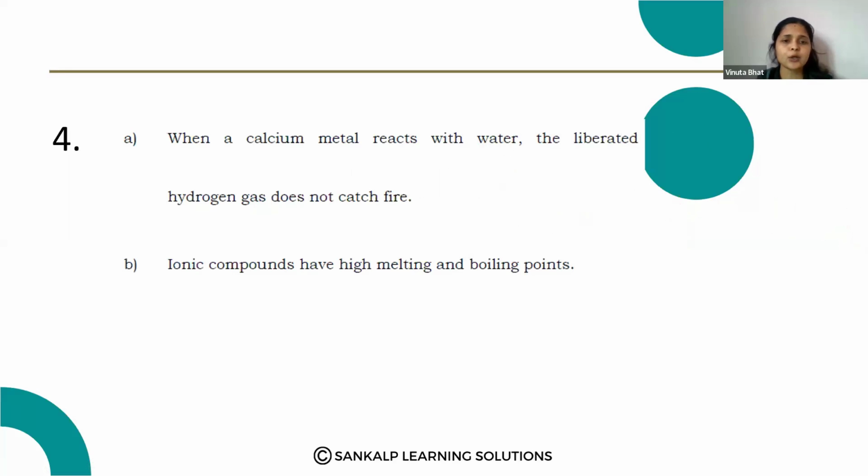The second question: ionic compounds have high melting and boiling points. Ionic compounds have strong interionic bonds between the atoms, so more energy is needed to break these bonds. So ionic compounds have high melting and boiling points.